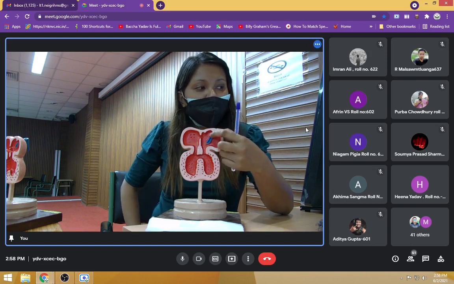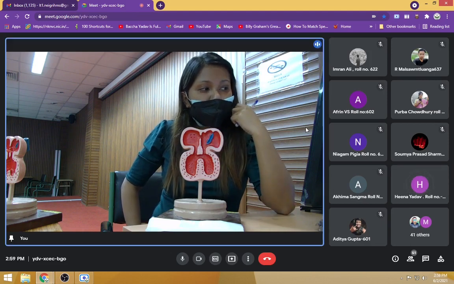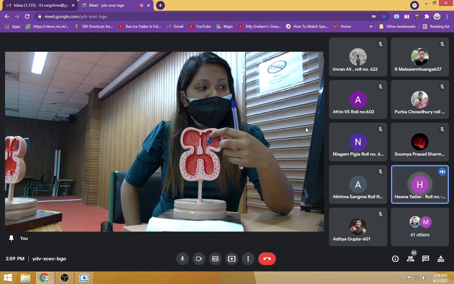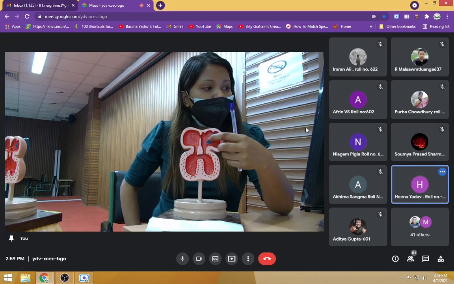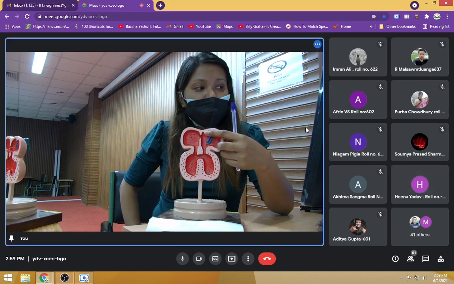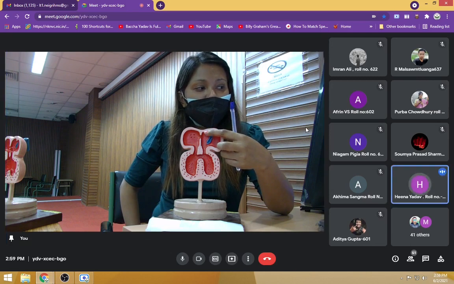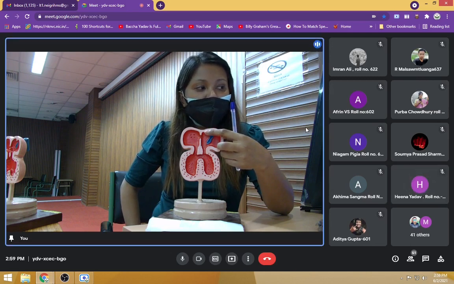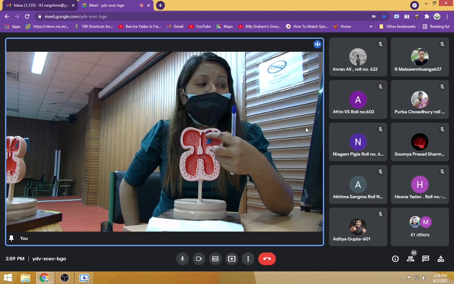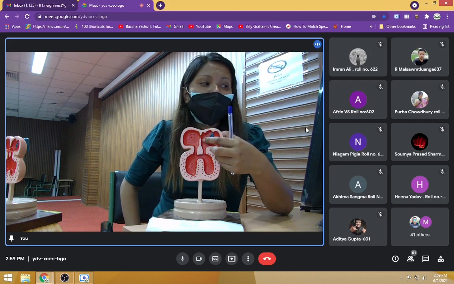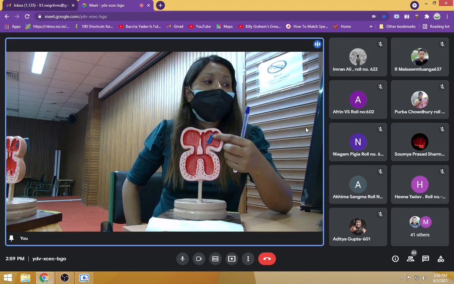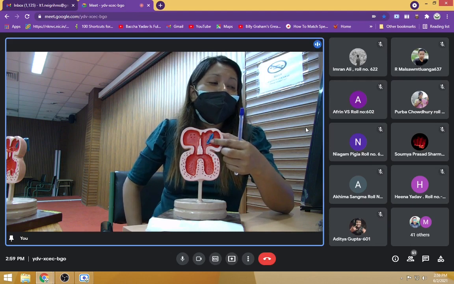What is the fate of the left venous valve? It fuses with the septum secundum. Since this left venous valve is nearer to the septum secundum, it fuses with the septum secundum and gets incorporated in the right atrium.